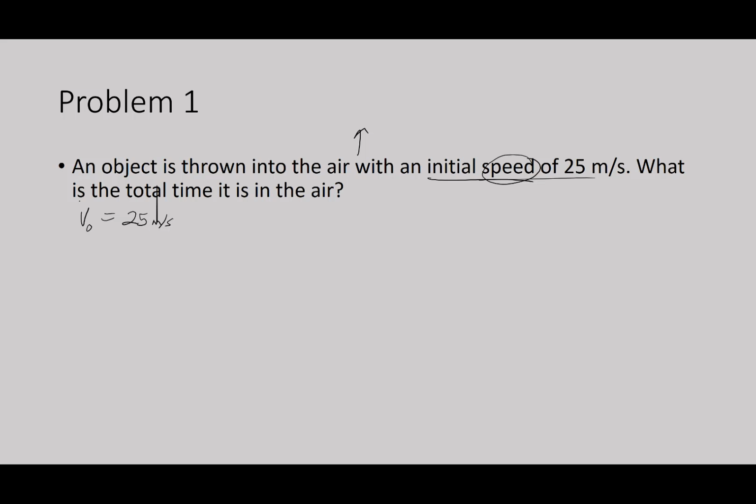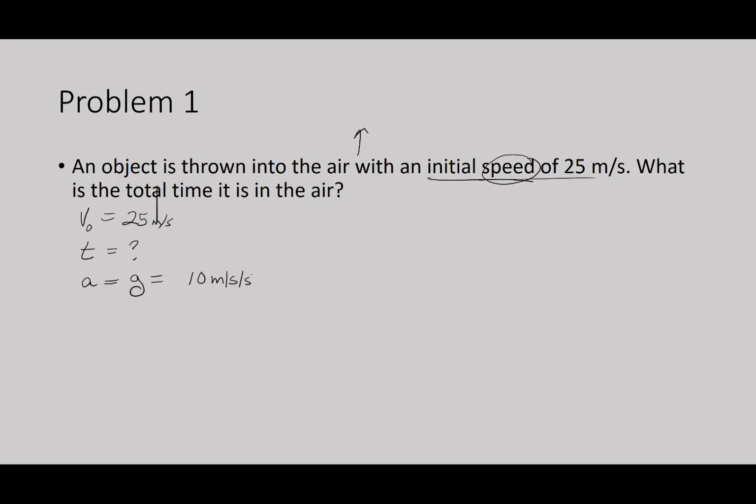Okay. It's asking us for the total time in the air, so we don't know what our time is, so t is a question mark. And then there's one other thing that is implied. Because the object is technically in free fall, we know that our acceleration is due to gravity. And we're just going to go ahead and use the 10 meters per second per second.